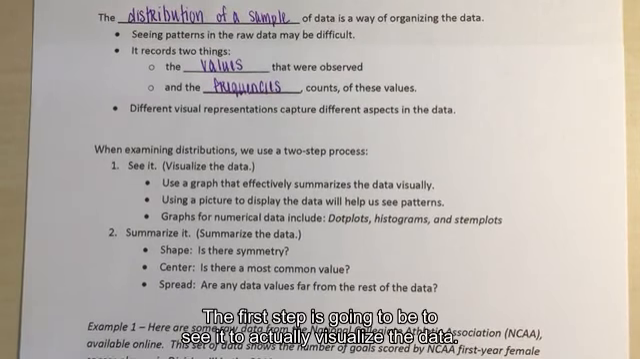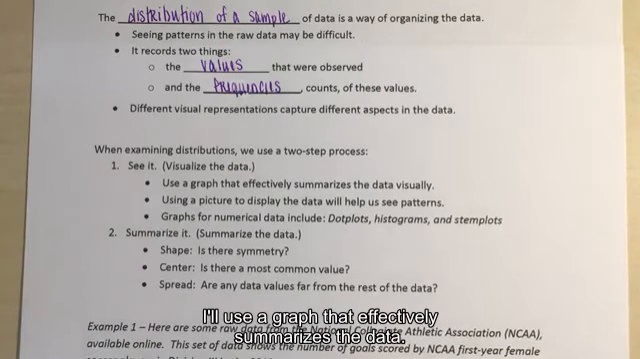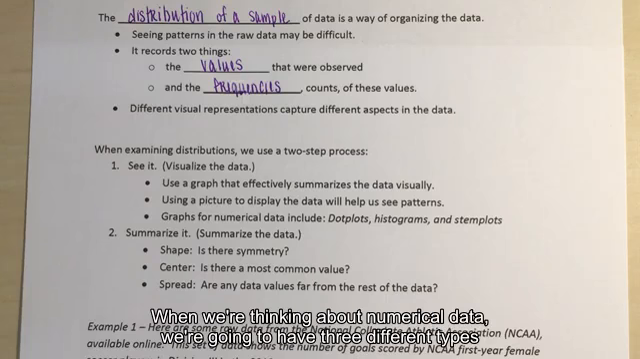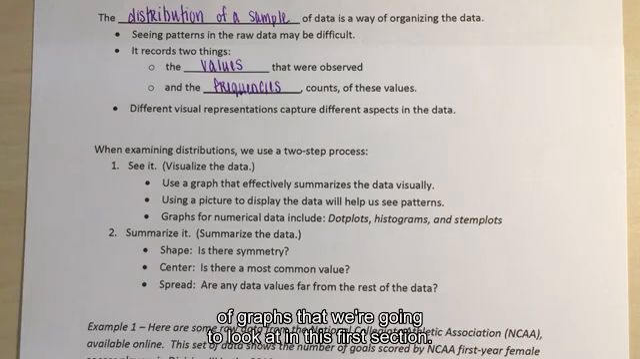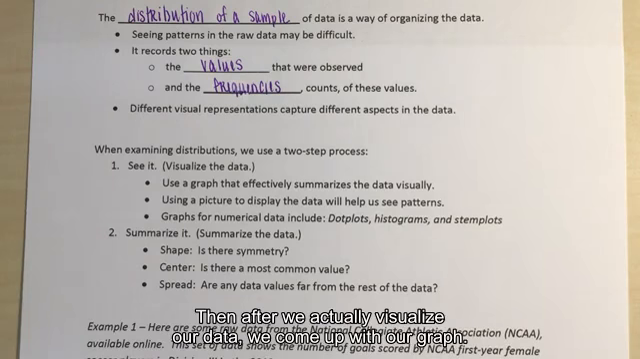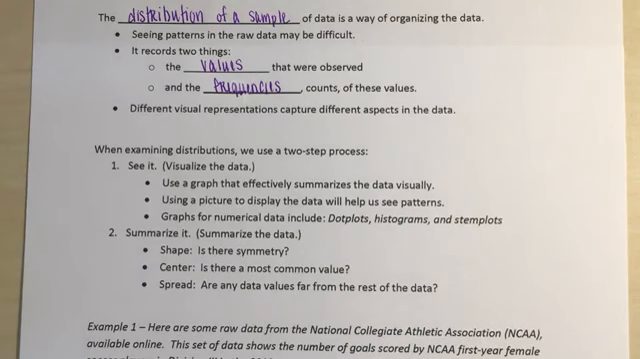The first step is going to be to see it, to actually visualize the data. Use a graph that effectively summarizes the data. Using a picture to display the data will help us see patterns. When we're thinking about numerical data, we're going to look at three different types of graphs in this first section: dot plots, histograms, and stem plots. Then after we actually visualize our data, we come up with our graph.